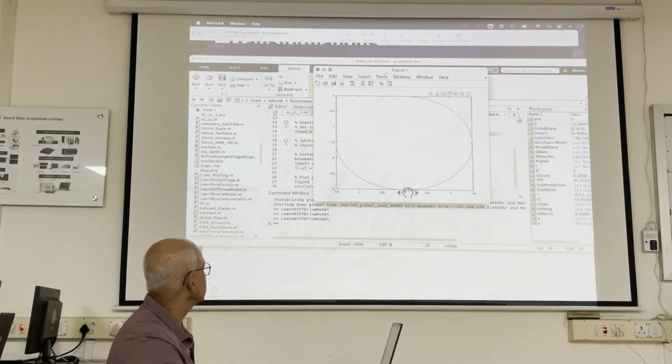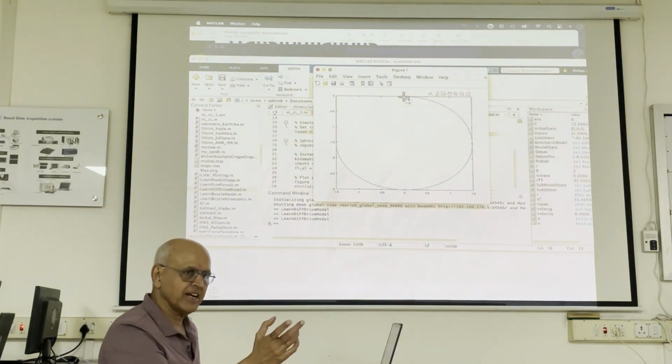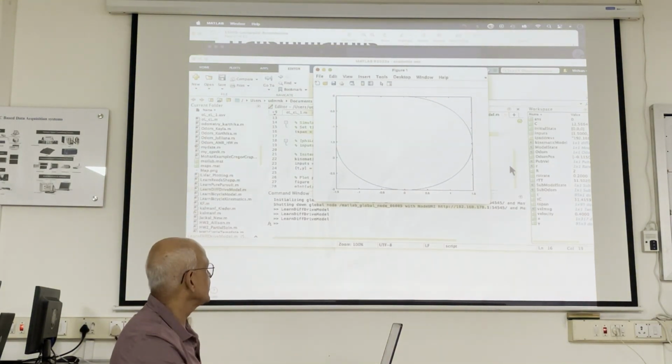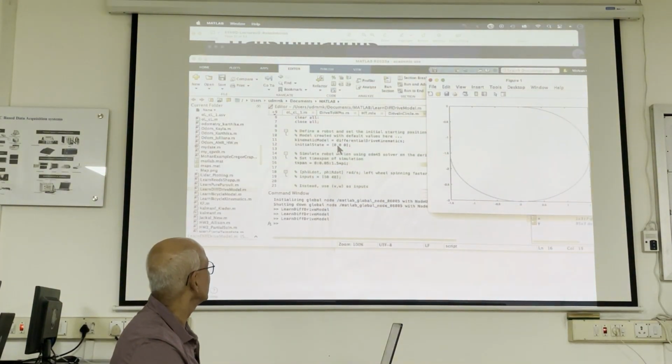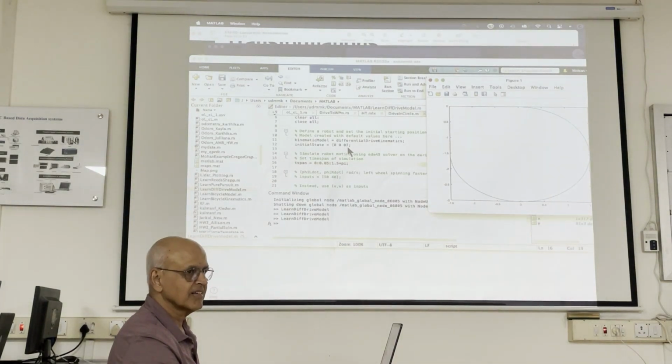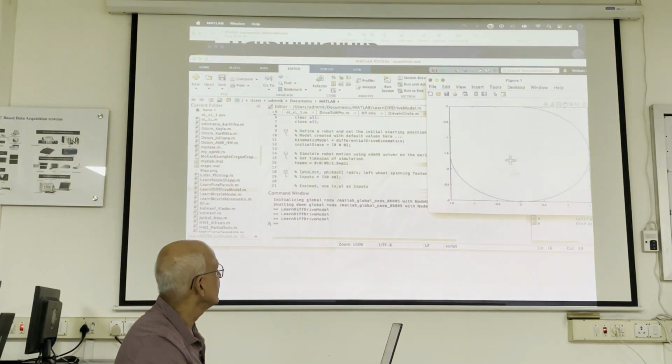Does this make sense? I started at 0, 0, right? So I started here. See, I started here, so it's going the other way. Do you get it? Remember the initial state? The initial state was somewhere here. I put 0, 0, 0. So I started here and went the other way. See, 0, 0 is here.